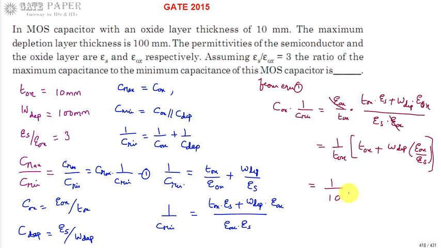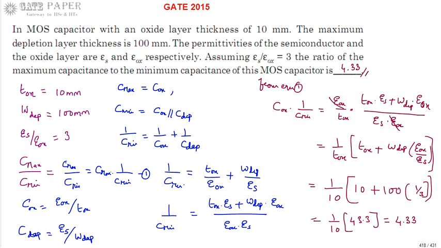Now we substitute the values. TOX is 10 and W depletion is 100, and epsilon S by epsilon OX is 3, so epsilon OX by epsilon S is 1 by 3. So we get 1 by 10 into 100 by 3, which is 33.3 plus 10, 43.3, so the result is 4.33. So the C maximum to C minimum ratio is 4.33.